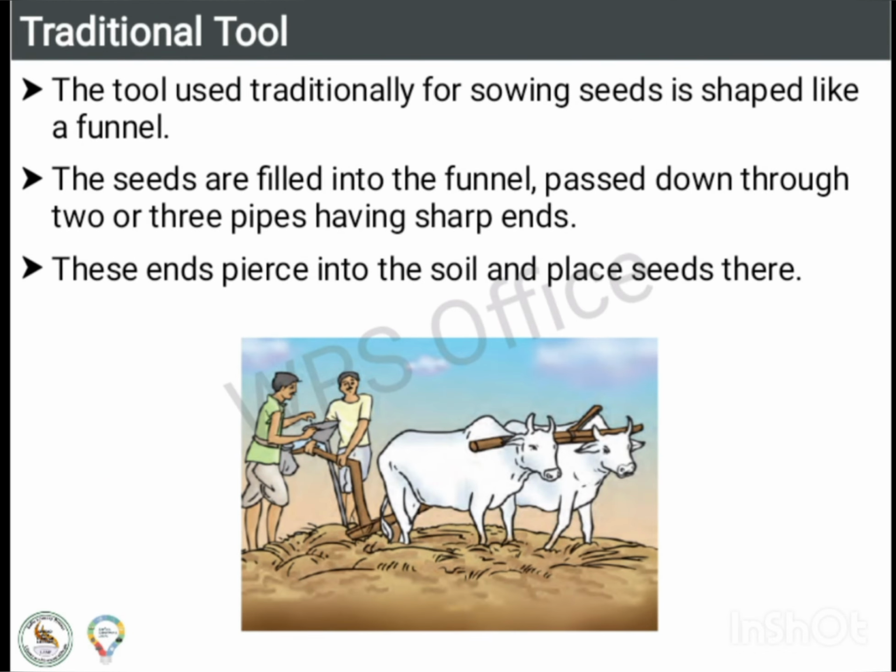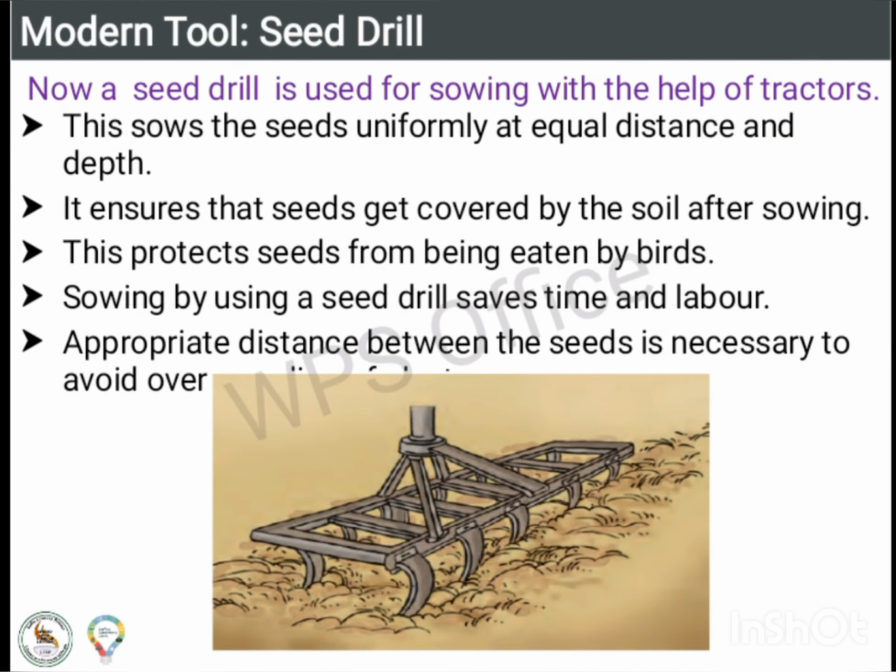Traditional tool. The tool used traditionally for sowing seeds is shaped like a funnel. The seeds are filled into the funnel, passed down through two or three pipes having sharp ends. These ends pierce into the soil and place seeds there.